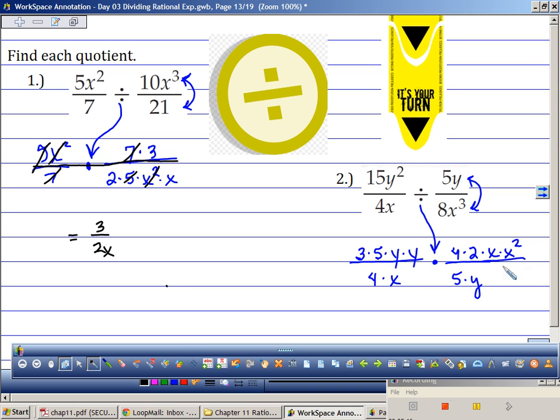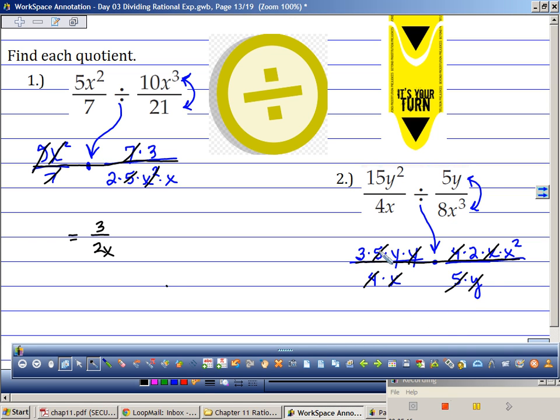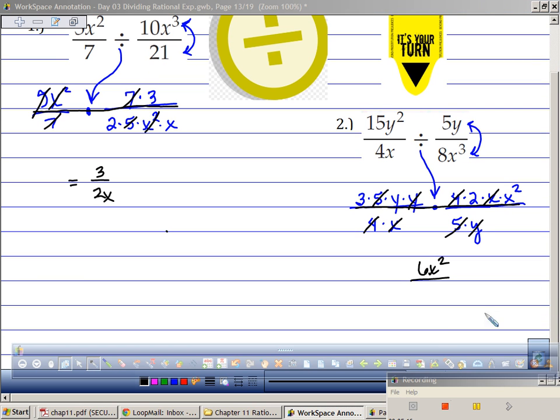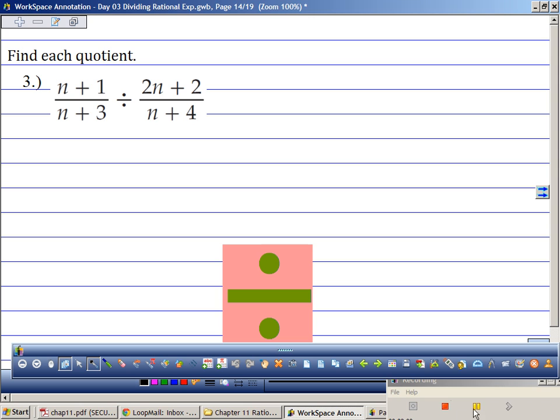So now, I'm multiplying straight across. So I can cancel a y, the 5, 4s, an x, and I'm left with 3 times 2 times x squared is 6x squared over, and there's a y on top. Over what? Over 1, right? Which is just 6x squared y. Try this one on your own.